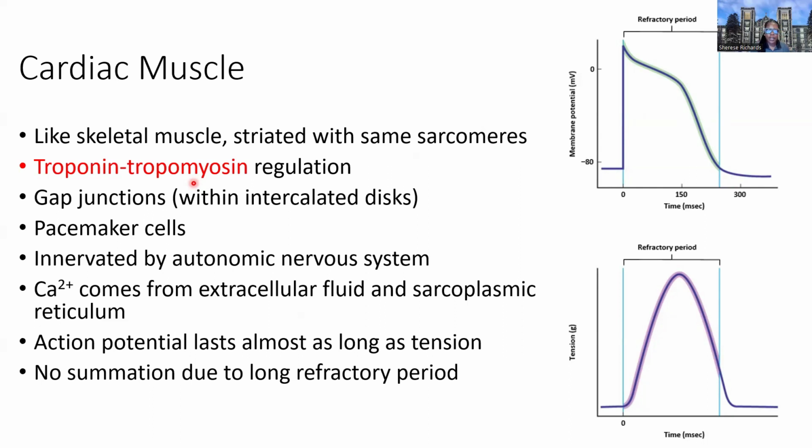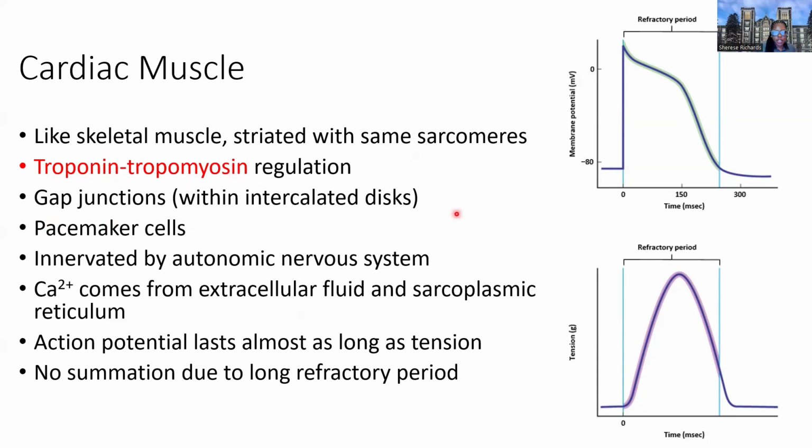So cardiac muscle is very similar to skeletal muscle in that there's the arrangement of the actin and myosin into sarcomeres, which gives the muscle the striated appearance. We also see troponin and tropomyosin, which are the regulatory proteins here. Remember, we did not see these two proteins in smooth muscle. Instead, we still see actin and myosin, but they are regulated by calmodulin and MLCK. So troponin and tropomyosin are exclusive to skeletal muscle and to cardiac muscle.